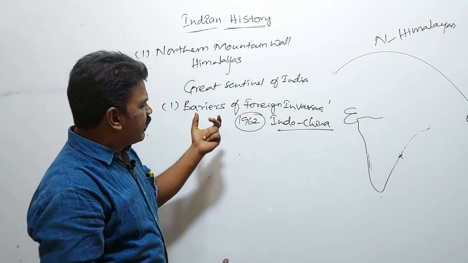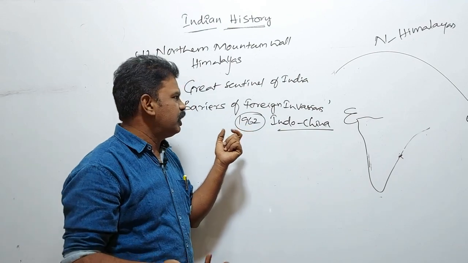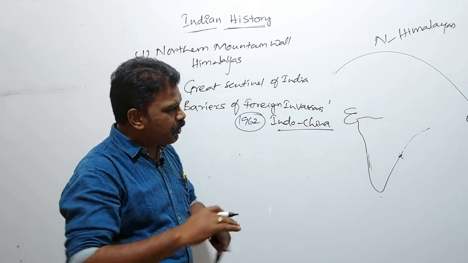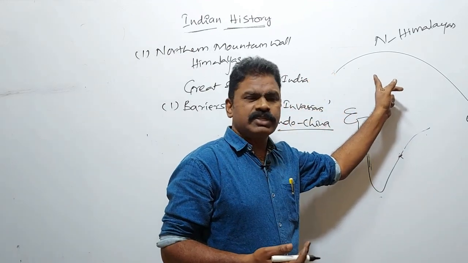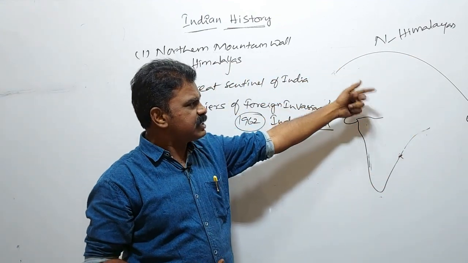Whatever it may be, in the ancient and medieval period, even in the modern period of Indian history, they became barriers to foreign invasions. Whoever the foreign invaders were, they came to India through the Khyber and Bolan passes. They did not come from China, there were no China invasions in the ancient period.